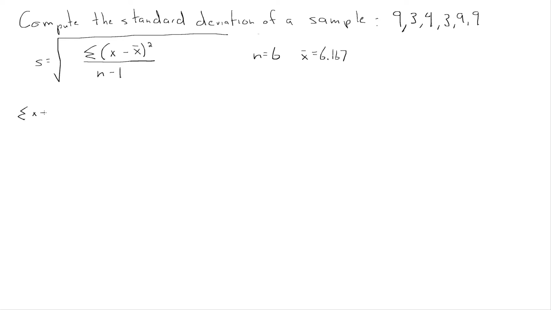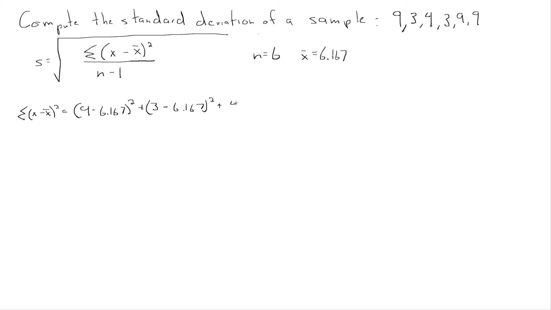So to do this, we're going to compute it in pieces. We'll compute the sum portion first. So what that will end up being is we'll start with our first data value, which is a 9, and we'll subtract away that sample mean, the 6.167, and we square that. And then we add on another piece, which is going to be the 3, our next data value, minus the 6.167, and we'll square that.